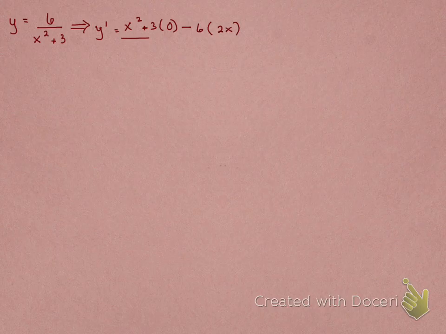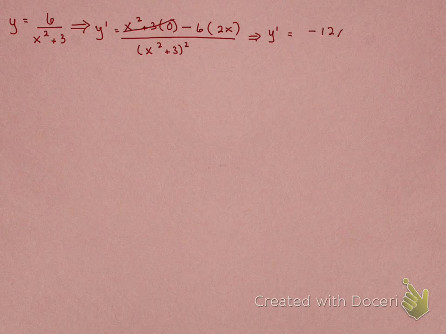And that is all over the denominator squared. Okay, now before we get to the second derivative, we are going to clean up the first derivative. So obviously that goes to 0, and we are left with the fact that y prime is equal to negative 12x all over the denominator squared.